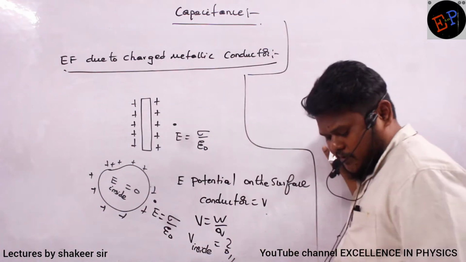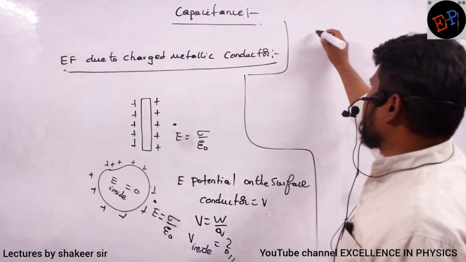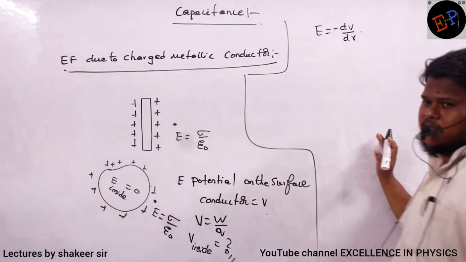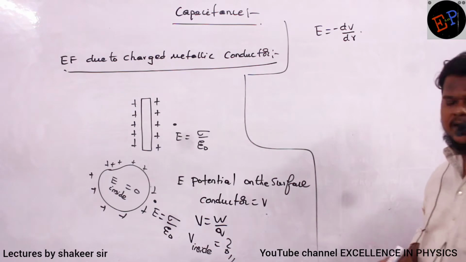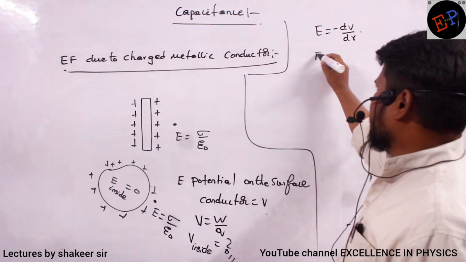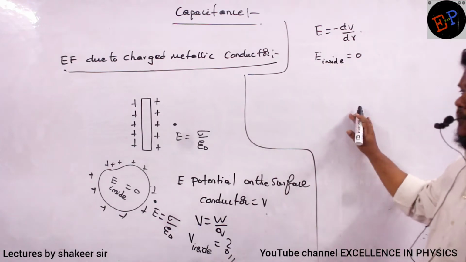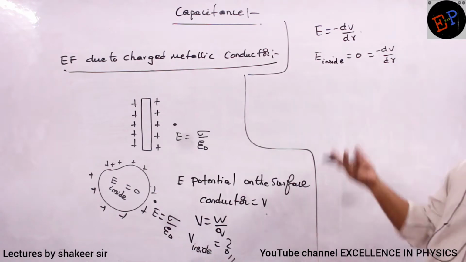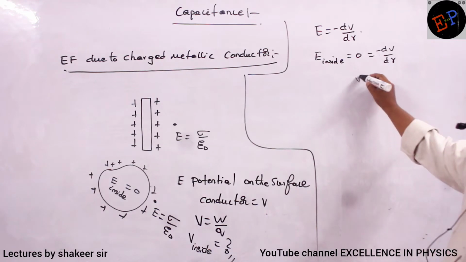We have a relation between E and V, no? What is the relation between E and V? E is equal to minus dV divided by dr. This already we have studied, no? It is the relation between change of potential, change of distance and electric field. So the electric field inside the conductor is 0. So 0 is equal to minus dV divided by dr. It means dV by dr is also 0. If dV by dr is 0, it means that potential should be constant, no?